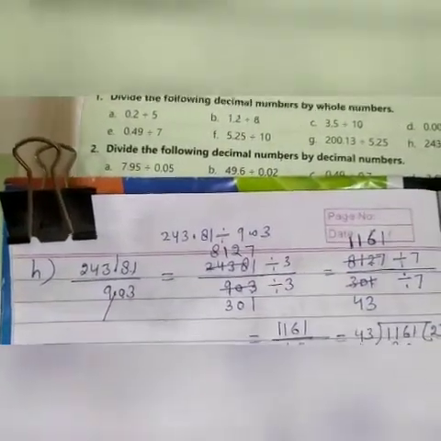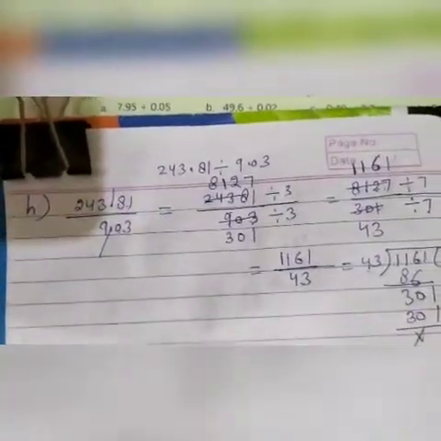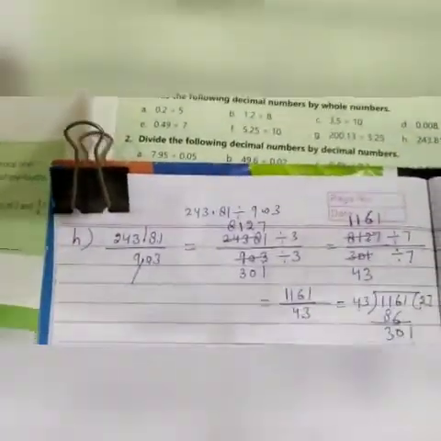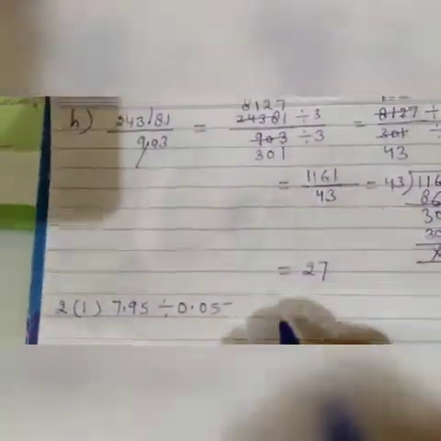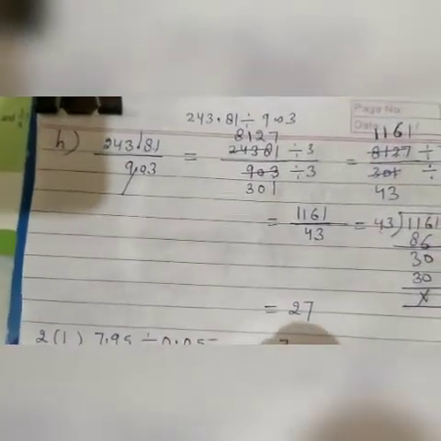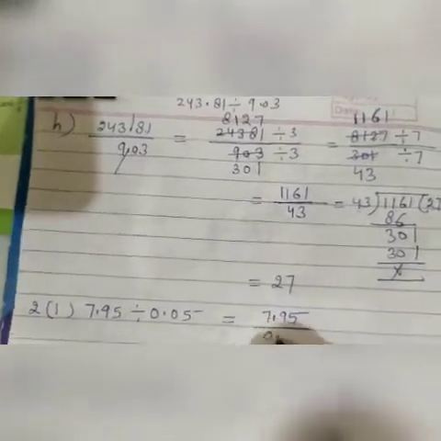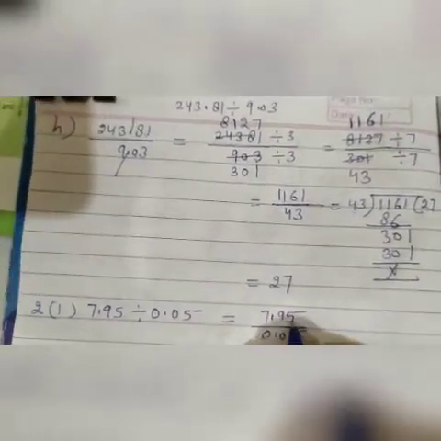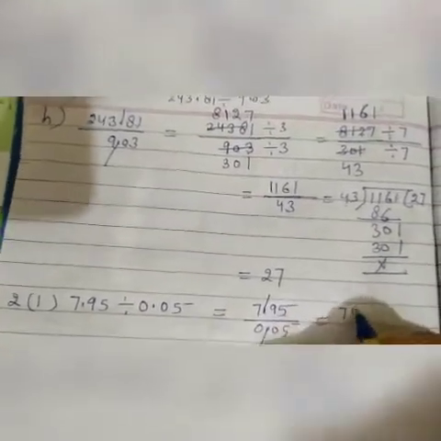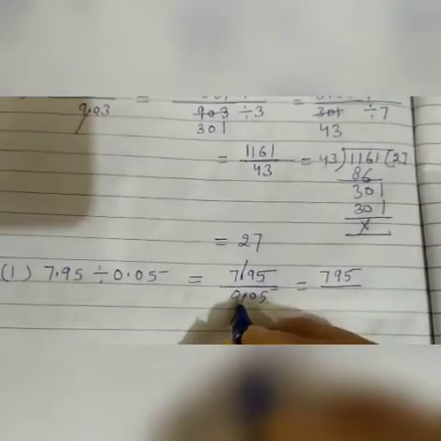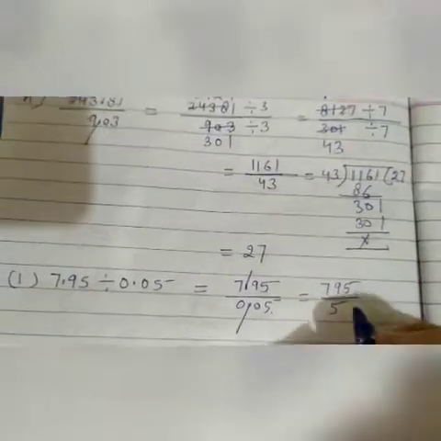So question number 2, our first part is 7.95 divided by 0.05. What we will do, we will do it in a very simple way. 7.95 upon 0.05. After decimal 2 digits, after decimal 2 digits. Decimal cancel. Now we have 795 upon 5. We will not write these two zeros. Now simplify it.